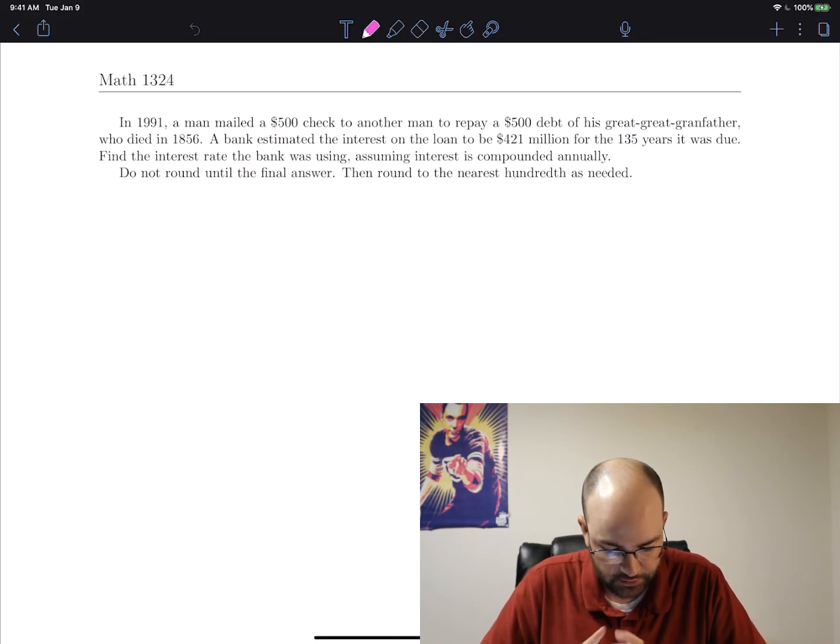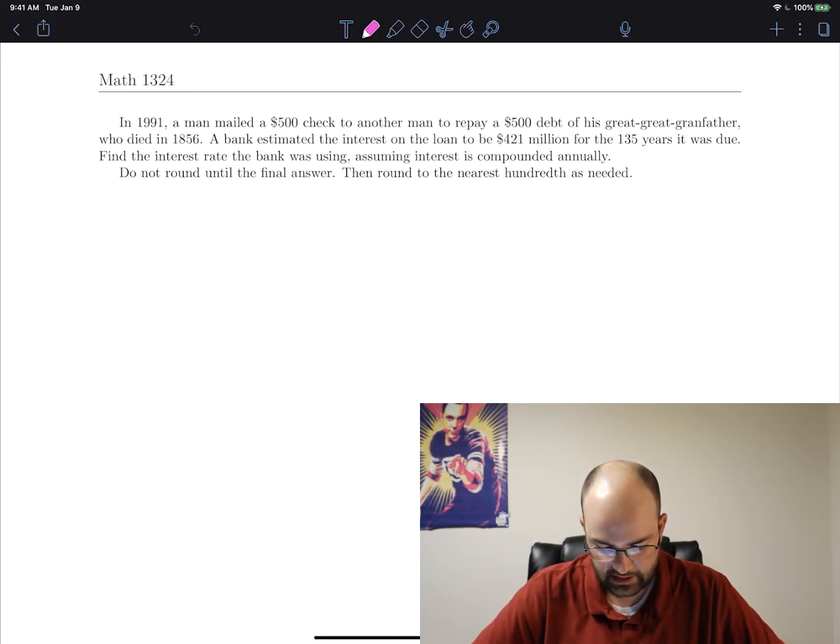Okay, so in 1991, a man mailed a $500 check to another man to repay a $500 debt of his great-great-grandfather who died in 1856. A bank estimated the interest on the loan to be $421 million for the 135 years it was due. Find the interest rate the bank was using, assuming the interest is compounded annually. Do not round until the final answer. Then round to the nearest hundredth as needed.